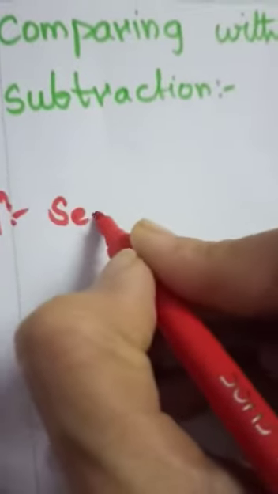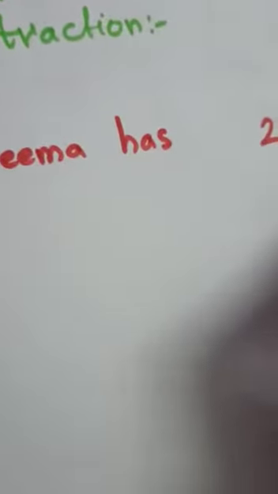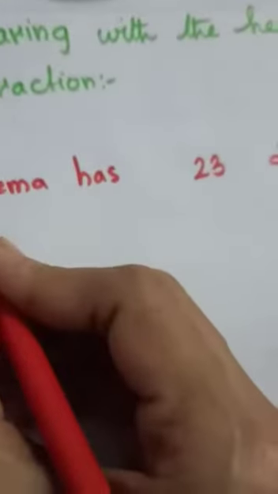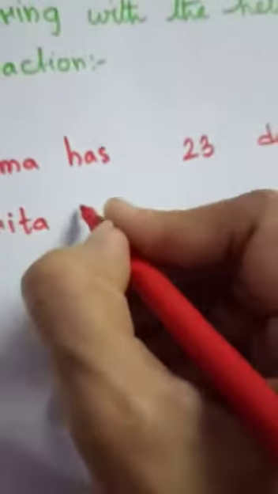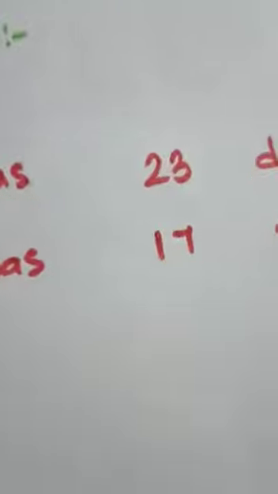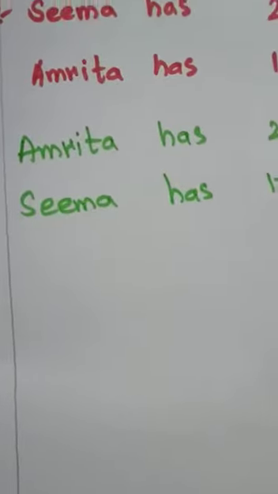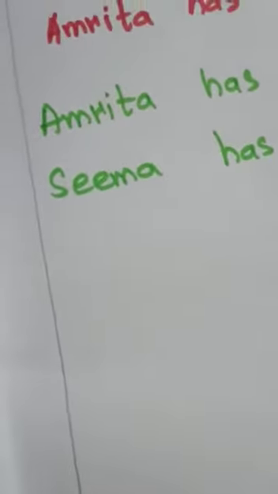Now you can see Seema has 17 dolls and Amrita has 23 dolls. Okay, so we have to find, sorry students. Now you can see Amrita is having 23 dolls and Seema is having 17 dolls. So we have to find who is having more dolls and how much. So you have to do the subtraction.